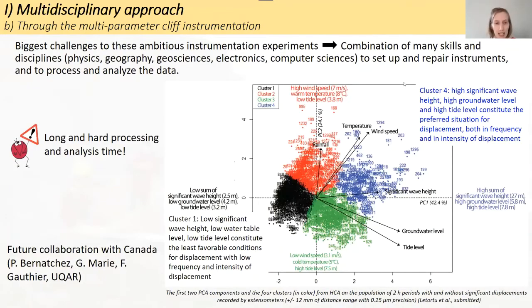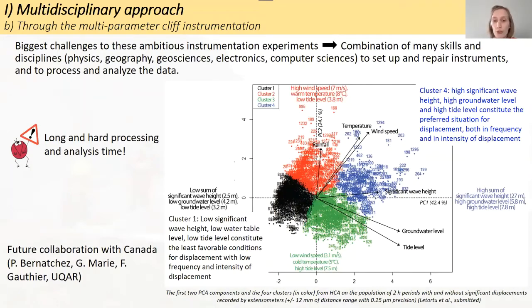The biggest challenges to these ambitious instrumentation experiments are to process all the data and to combine them in order to use a multidisciplinary approach. This work has not been achieved yet, especially for geophone data analysis.